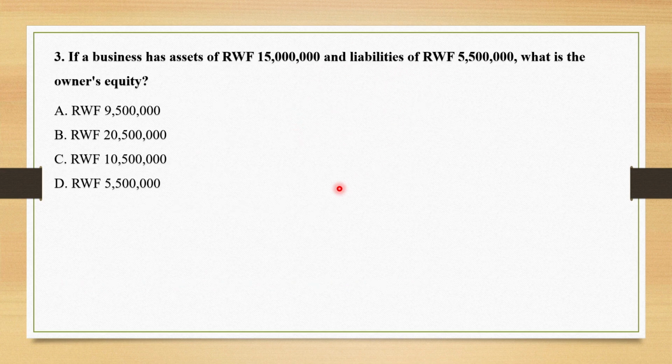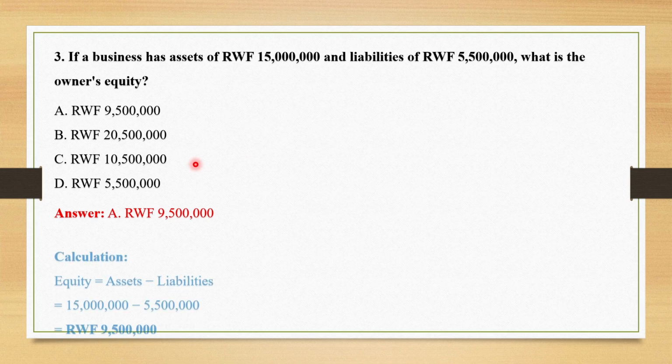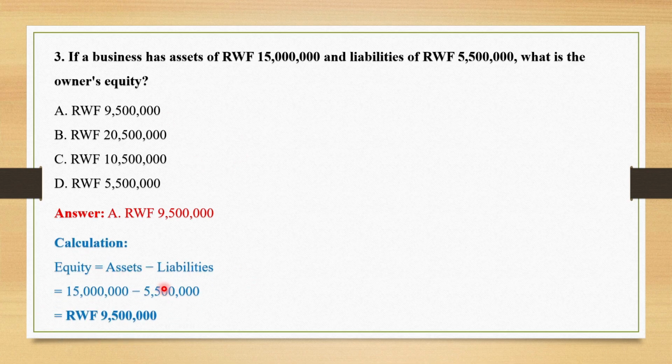Let's go for the next question. If the business has assets of 15 million and liabilities of 5.5 million, what is the owner's equity? Do you remember the formula? How do you get the equity? Assets minus liabilities. So what is the answer? The answer is A. Let's see the calculations. Equity equals assets minus liabilities. You should get this 15M, then you deduct 5.5. The right answer is 9.5M. This is the owner's equity.